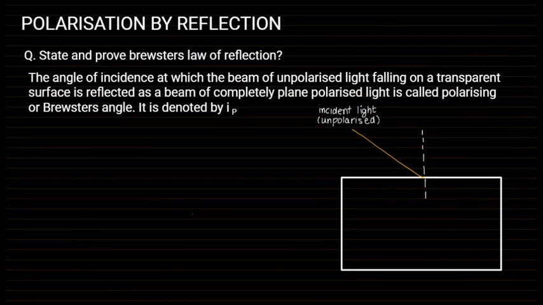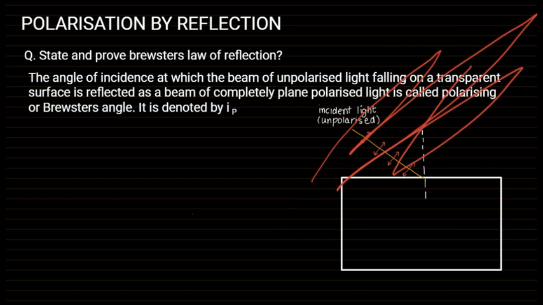So consider here, this is your transparent medium and you have an incident unpolarized light. Now, to show its vibration, consider these red arrows. This shows the vibrations, and they are vibrating along the plane of the paper.